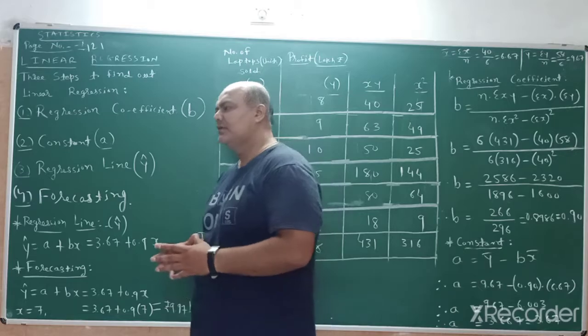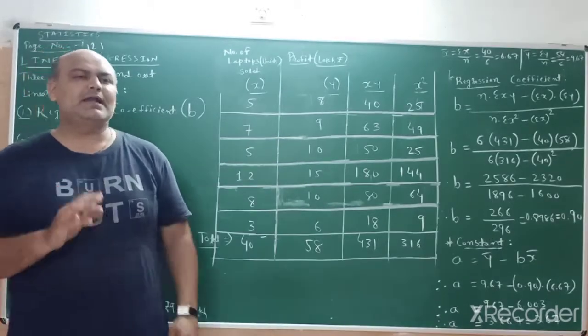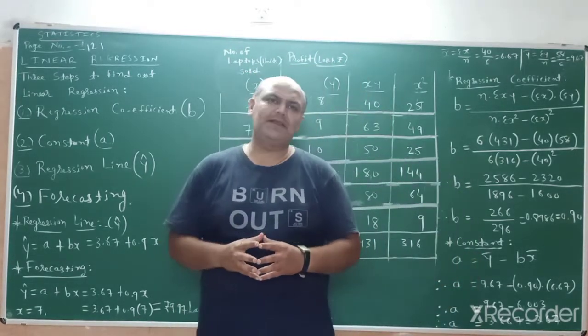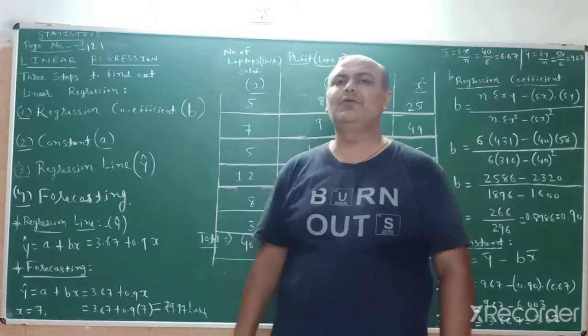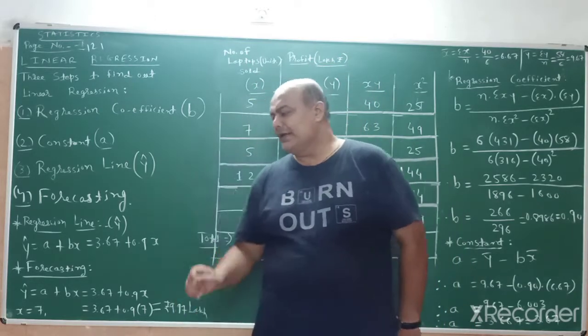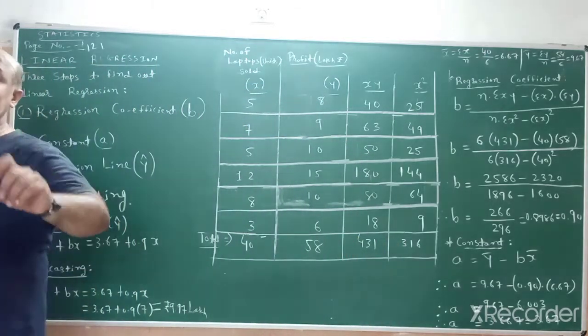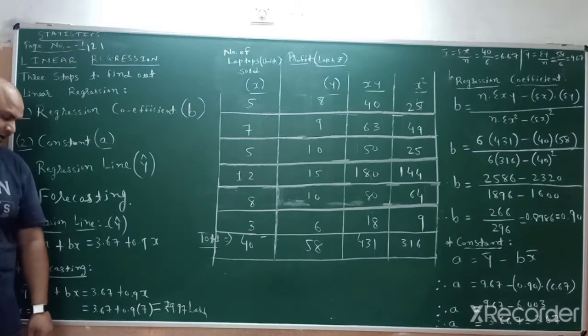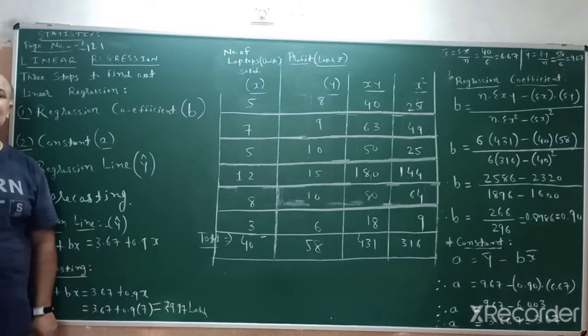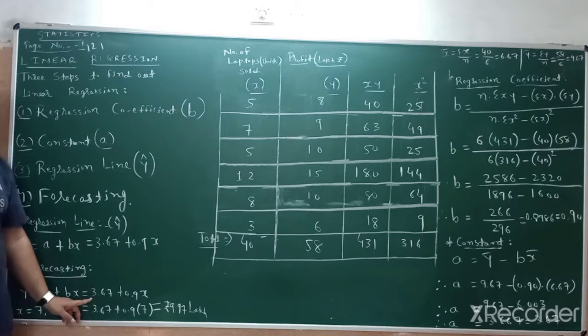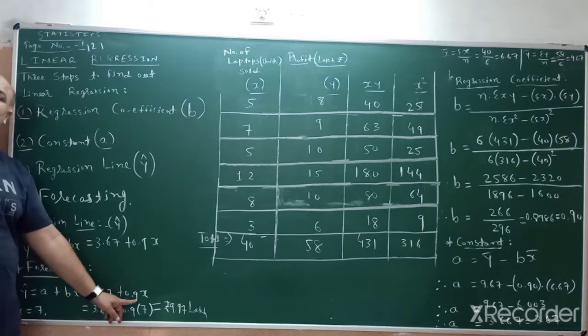Regression line is ready. Now what we have to do? At last we have to do the forecasting. Forecasting means when some value of x is available, on the basis of which we have to find the value of y. So here in the question they provide us the value of x, and that is, students, x is equal to 7. So in place of x in the regression line we put the value 7. That is y cap is equal to a plus bx. A is 3.67 plus b 0.9. In place of x we put 7.